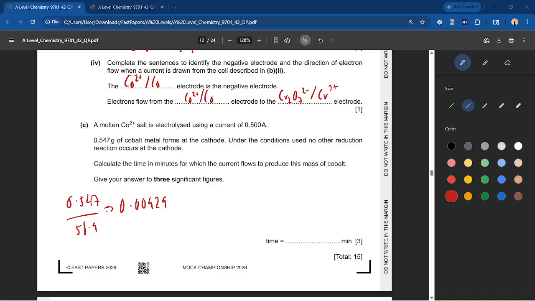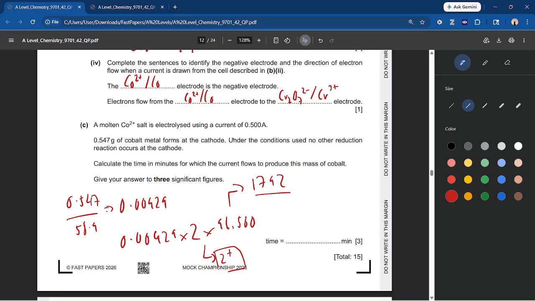So now we need to figure out the coulombs that we need for this. So remember that it's 2 plus, right? So it's going to be moles, 0.00929, times 2 times the constant, which we know is 96,500, because of course it's 2 plus. So this gives you a value of 1792.